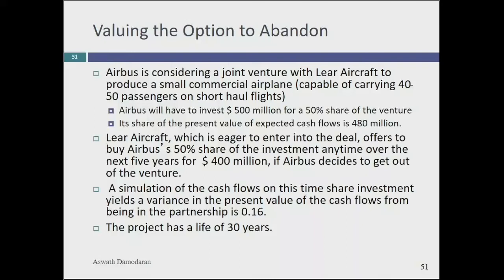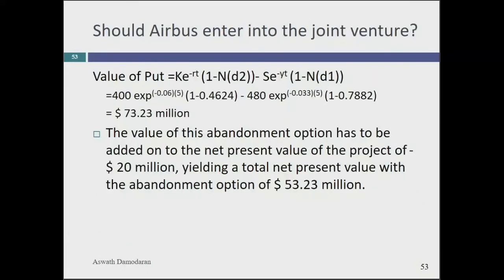So we got 418 cash flows, 500 million initial investment. Your net present value is minus 20 million. I'm giving you a $73 million option by giving you this option to abandon. I'm not saying it's going to guarantee that you become my joint venture partner, but the more flexibility I give you to walk away, the greater the chance you become my joint venture partner.